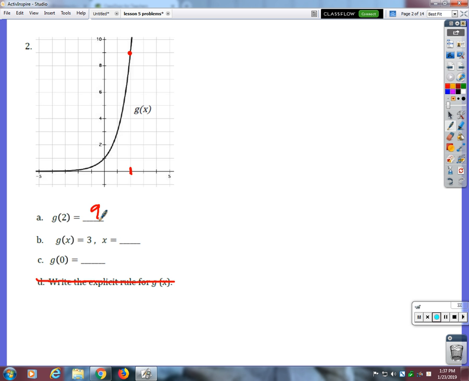Then this is asking the same thing but opposite. This is saying when the graph equals 3, what does x equal? So now you go to 3 here, and then you go this way, and the answer is 1. Okay? So you guys should be able to look at a graph and figure out what y value goes with the x value and also what x value goes with the y value.